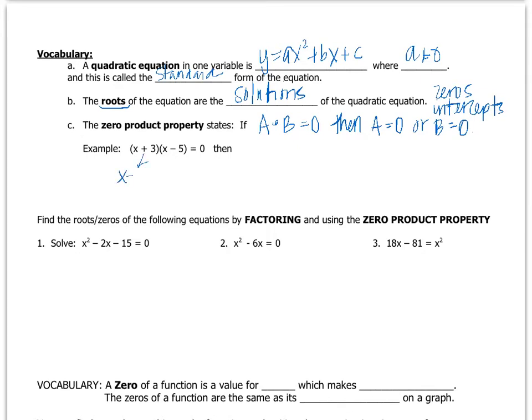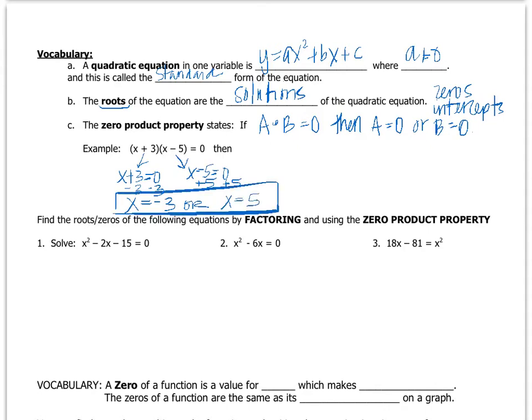I can set each chunk equal to 0. So we call them factors. x plus 3 equals 0 and x minus 5 equals 0. And therefore I can solve each of these to say that x could equal negative 3, or if I add 5 to both sides, x could equal a positive 5. Because I have two factors, I should get two solutions or two roots or two intercepts or two zeros. So let's try using this zero product property once we factor.